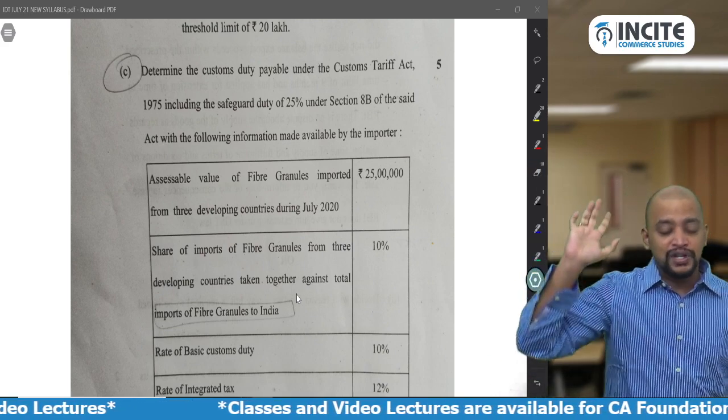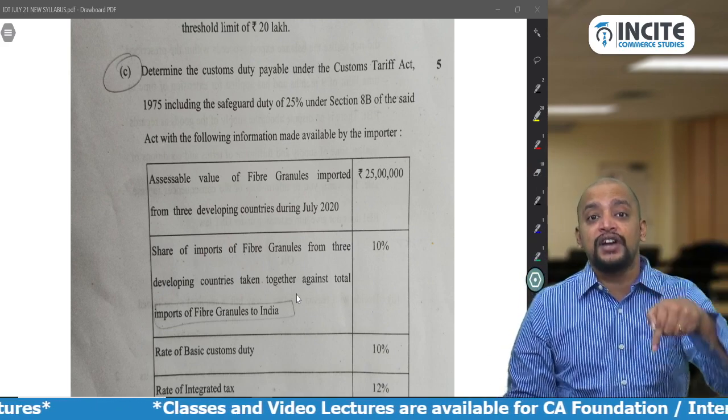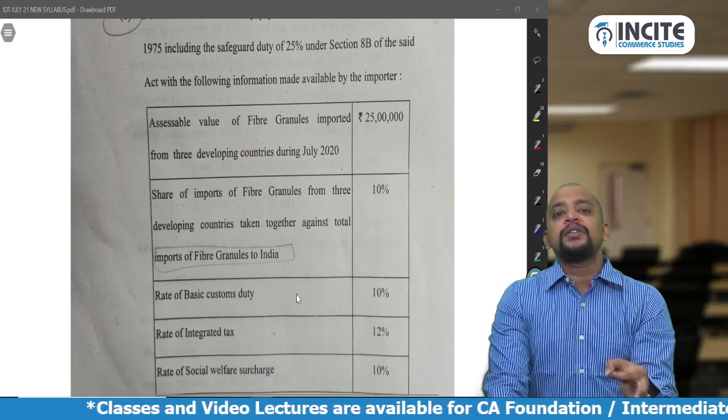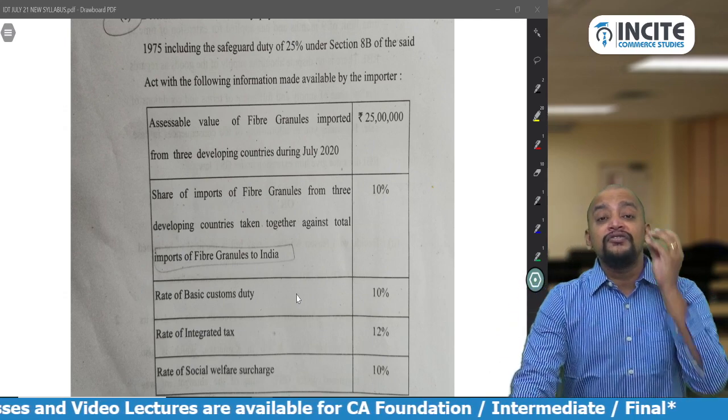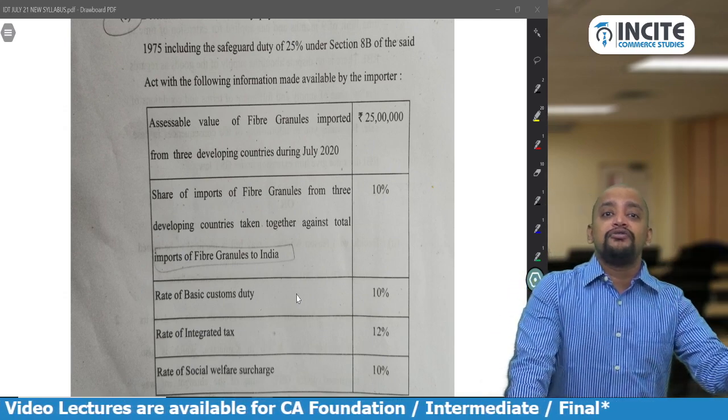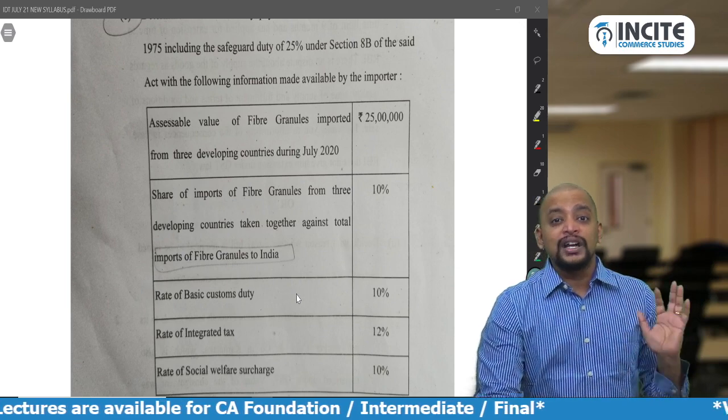So one 5 marks question, another 5 marks question related to safeguard duty. This is also ditto from the study material. So this also I discussed, this also came. Okay, so total 15 marks from that 4-hour marathon on customs.